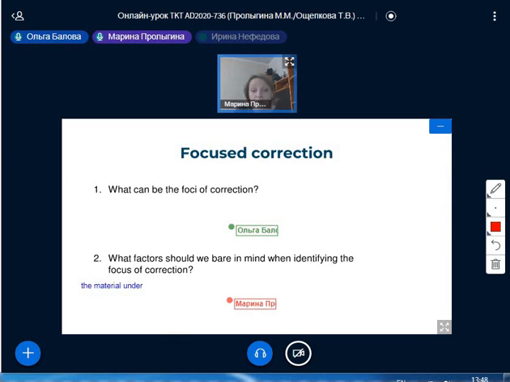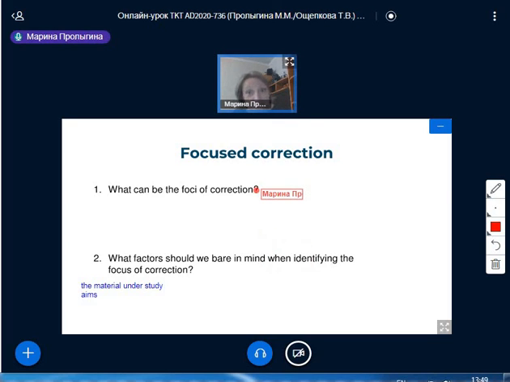Right. That is the idea. You have to target the aim of the task that was given to students. Exactly. So when we focus on some types of correction, we should bear in mind such things as the material under study, and then our aims. Sometimes we can also think about our students' needs. It would be better, right?